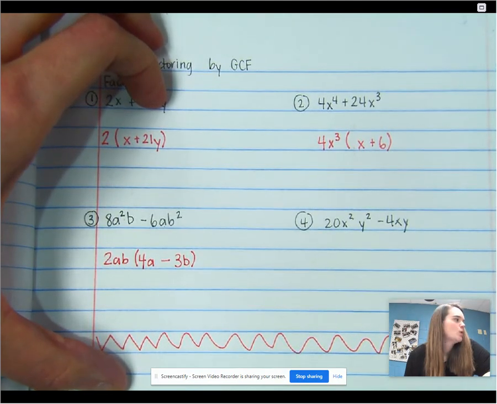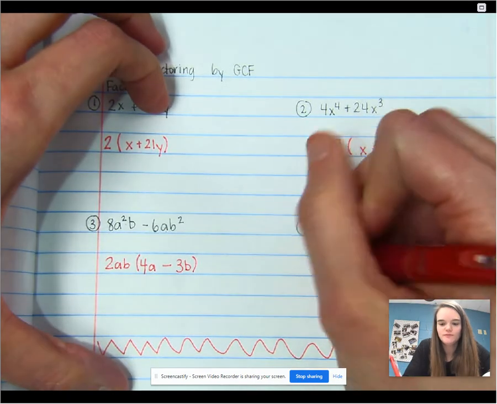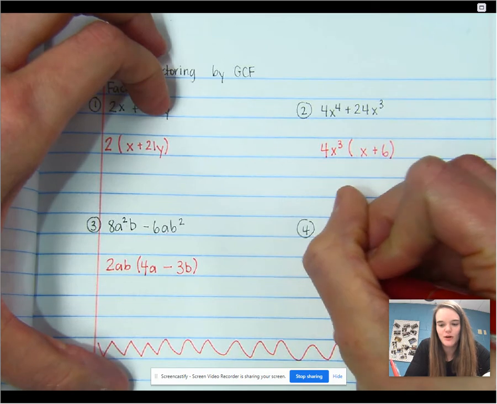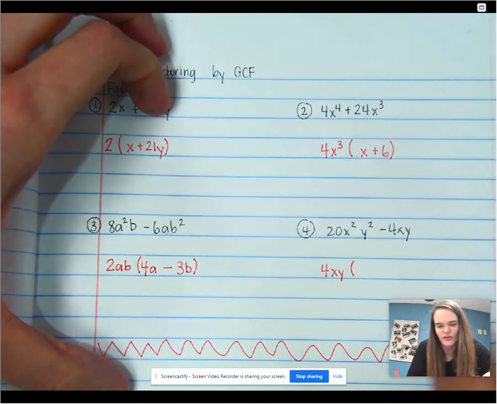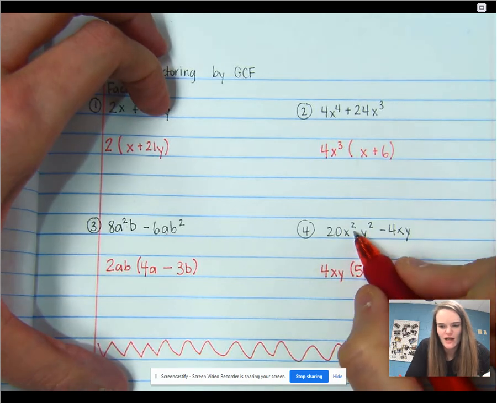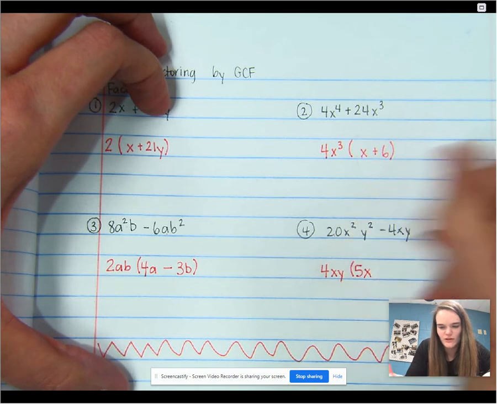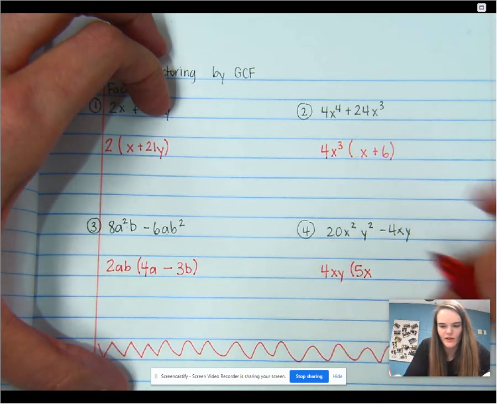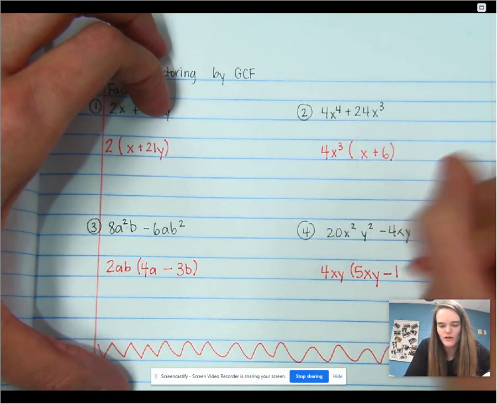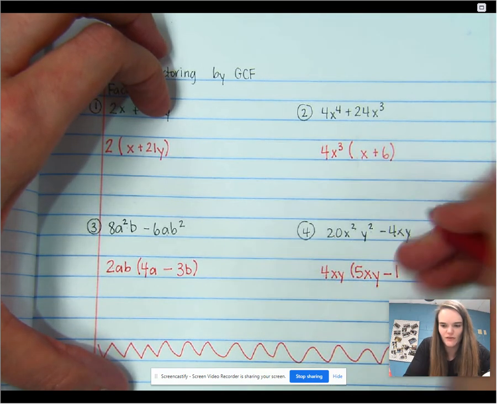Number 4. I can take a 4 out of both 20 and 4. There is an x and a y in both. So let's divide. 20 divided by 4 is 5. I've got 2x. I took out 1, so I have 1 left. I had 2 y's. I took 1 out. I've got 1 left. 4 divided by 4 is 1. I took out an x. I don't have any left. Took out a y. Don't have any left.